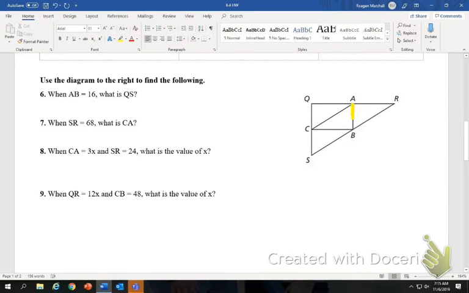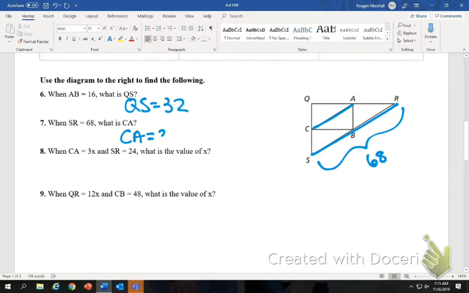AB is 16. And then it says, what is QS? QS will be double of 16, so QS will be 32. If SR is 68, find CA. It will be half, so CA will be 34.